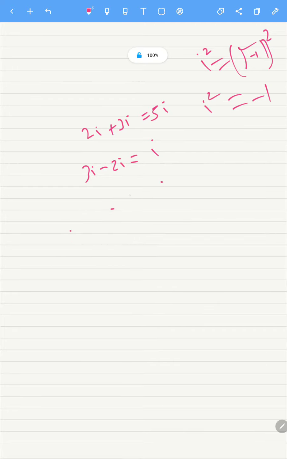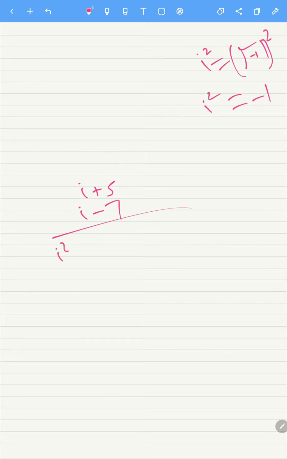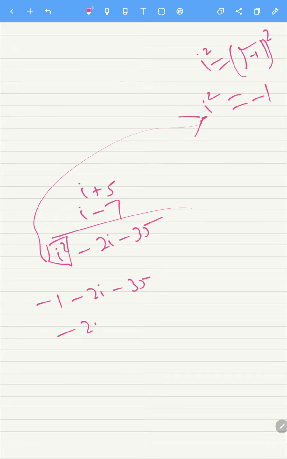Say if you had a quadratic looking thing like i plus 5, i minus 7, that would be i squared minus 2i minus 35. And then i squared here would be equivalent to minus 1, so minus 1 minus 2i minus 35 is minus 2i minus 36.